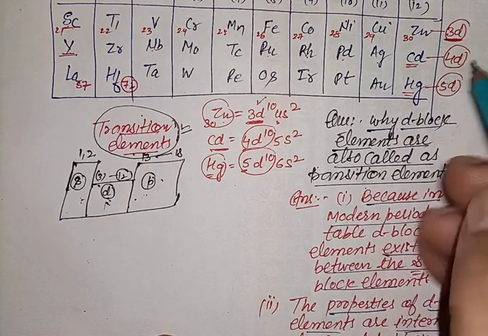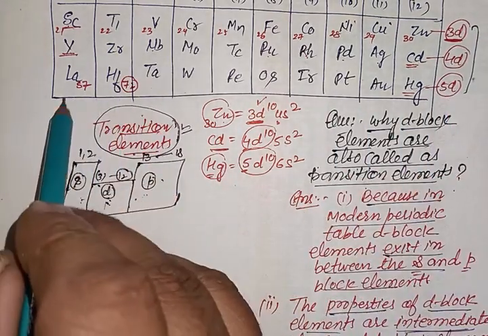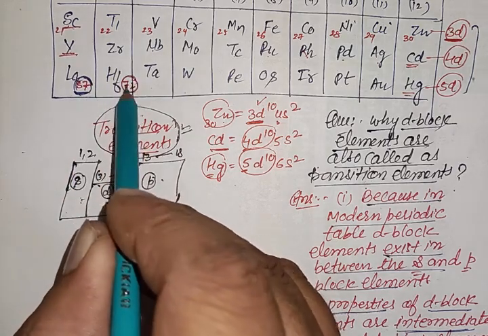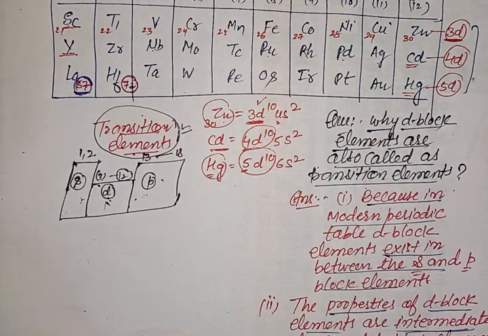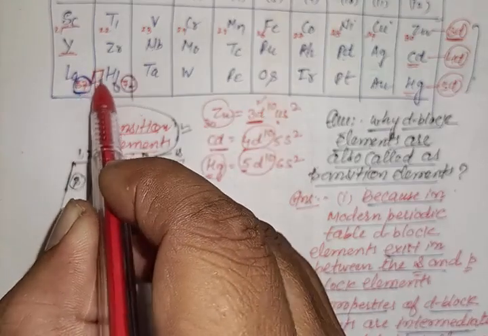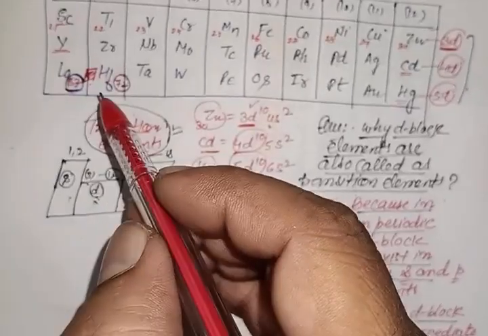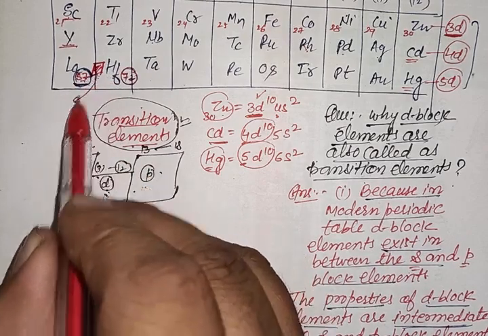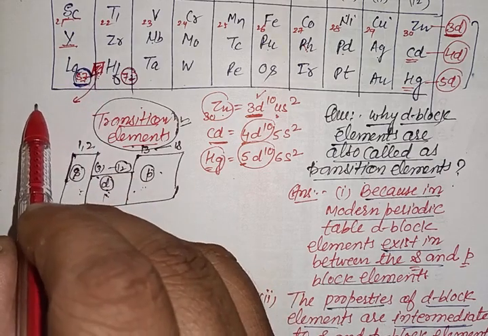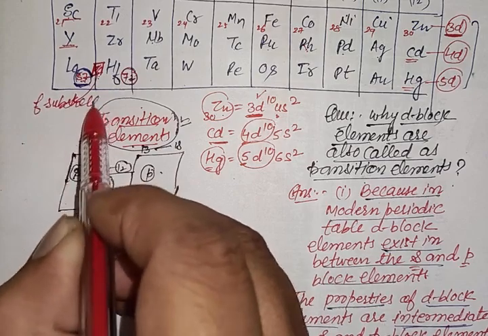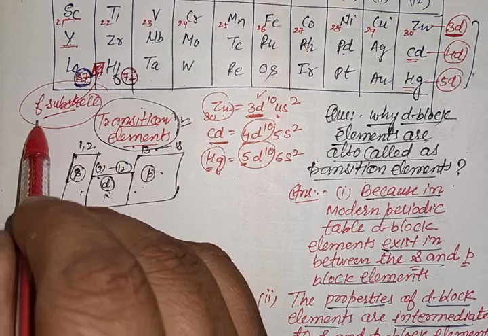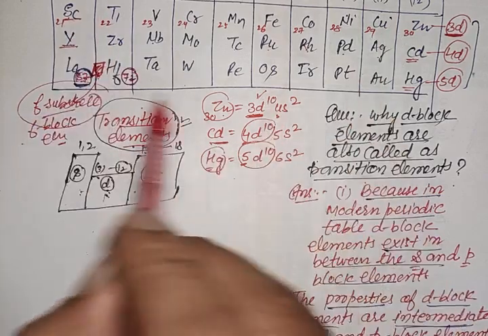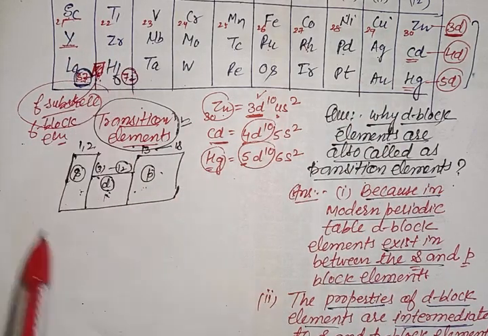So have a look at the d block elements. In the 5d series, there is lanthanum of atomic number 57, and after that there is hafnium of atomic number 72. It means there are 14 elements missing between lanthanum and hafnium. These 14 elements exist between lanthanum and hafnium, and their valence electrons occupy the f subshell. These 14 elements are called f block elements, and because they exist within the transition elements, they are also called inner transition elements.